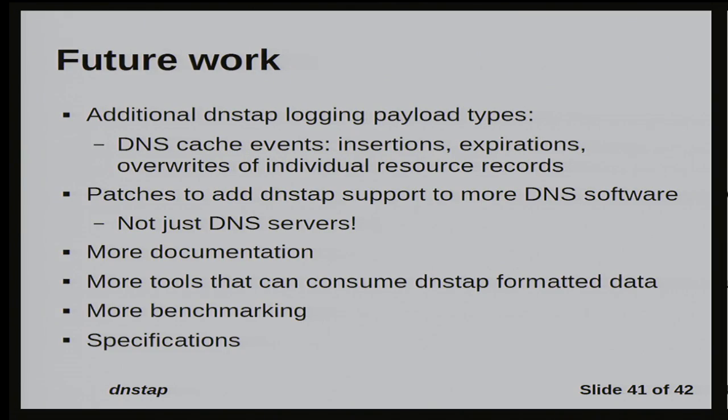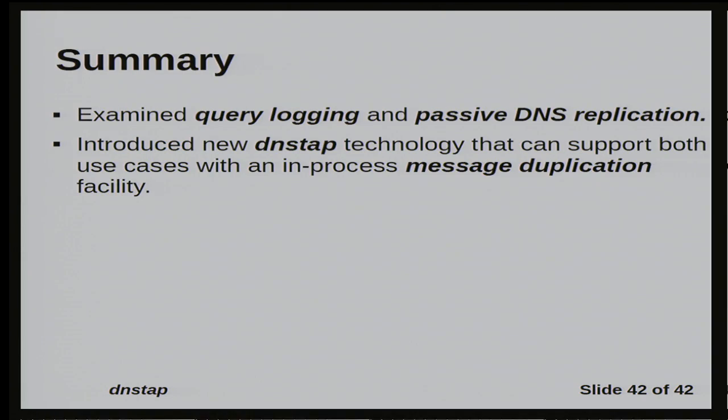And we have a certain amount of future work to do. We want to add additional payload types, we want to be able to trace cache events that are occurring inside a recursive DNS server. We want to add dnstap support to more software, obviously have better documentation, more tools and more benchmarks and actual specifications so that other people can implement this as well. And that's it. We examined these two different use cases, and we introduced this new technology that can support both of these use cases with this message duplication facility. And that's all I have.